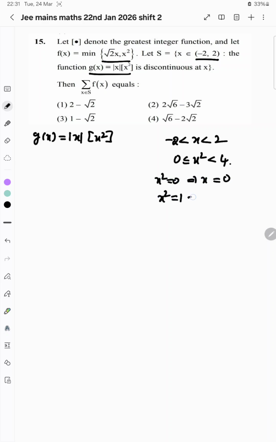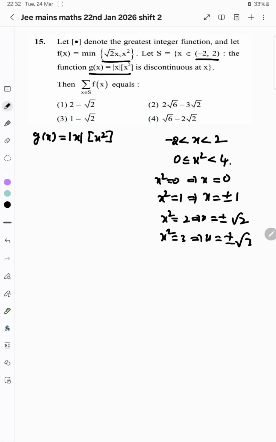When you take x square value 0, then x value is 0 only. Because it is discontinuous at all integers, I'm checking only for integers between 0 to 4. So x square equal to 1 means x is plus or minus 1. x square equal to 2 means x is plus or minus root 2. x square equal to 3 means x is plus or minus root 3. And 4 we need not check because it is an open bracket. So at all these points we have to check whether the function is continuous or discontinuous.